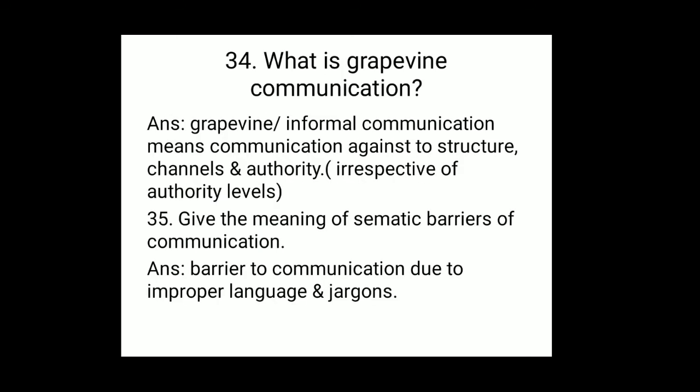What is grapevine communication? Grapevine communication, it is also called as informal communication. It means communication against to organizational channels and authority, irrespective of authority levels, is called grapevine communication or informal communication. Give the meaning of semantic barriers of communication. Semantic barriers, language barriers. Answer, barriers to communication due to improper language and jargons, called semantic barriers to communication.